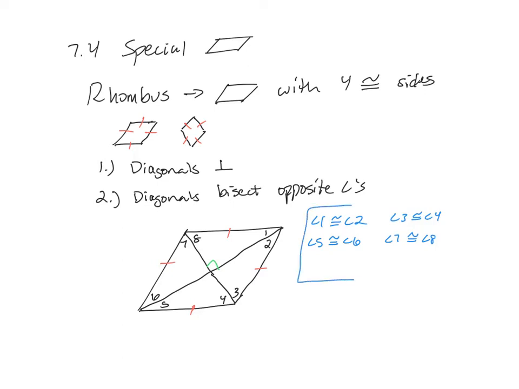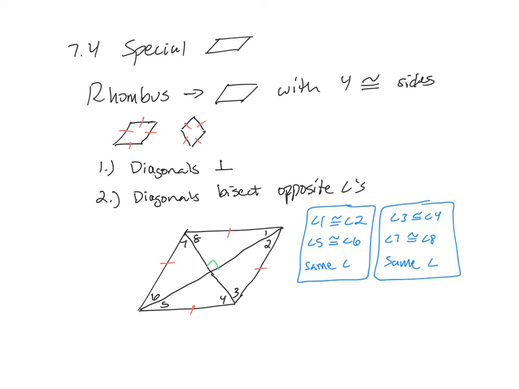Okay, so all of these have the same angle. So if angle 1 was 30 degrees, then angle 2 is 30 degrees, angle 5 is 30 degrees, angle 6 is 30 degrees. And then all of these have the same angle. So if 8 was 55 degrees, then 7 is 55 degrees, and 3 is 55 degrees, and 4 is 55 degrees. On a rhombus, they're never all the same. So all 8 of them will never be the same.